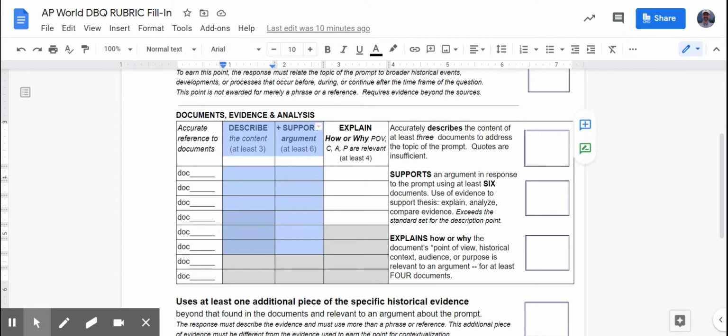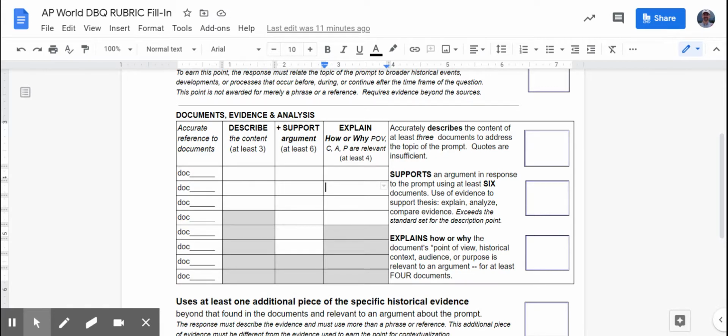Then you get another point if you explain point of view or context or audience or purpose for each document. Now, you don't have to do all of those. You don't have to do point of view. You could do context of the source, or audience of the source, or purpose of the source. Only one of those. Please only do 1 for each document. You only have to do that for 4 documents. My suggestion, though, is to do it for all of the documents in order to maximize your points.